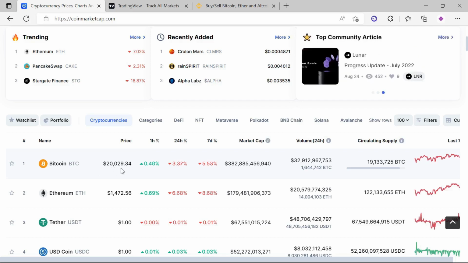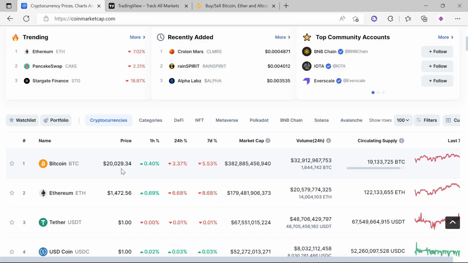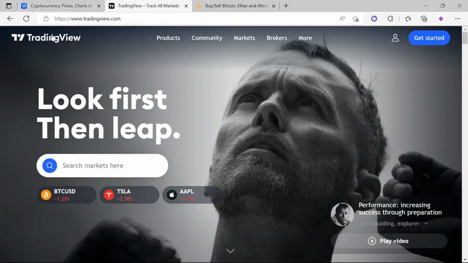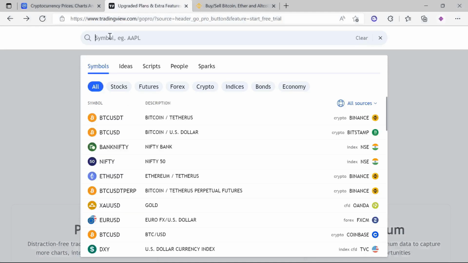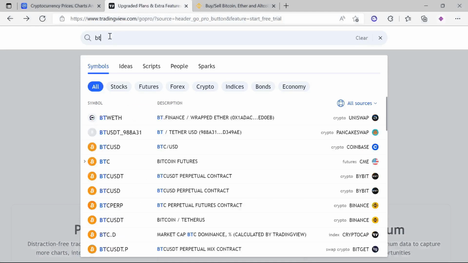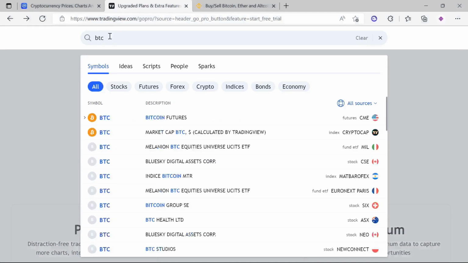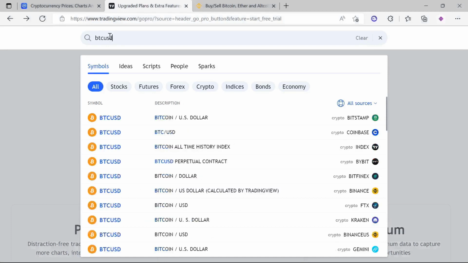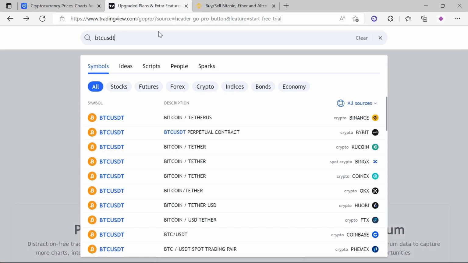Moving on to the next website, which is TradingView. Look first, then leap. That's what TradingView is all about. TradingView is a charting application where you do your charting before you leap. So let's get started here. To quickly launch the BTC USD data chart. Here it is. We'll launch the chart and see what's going on.